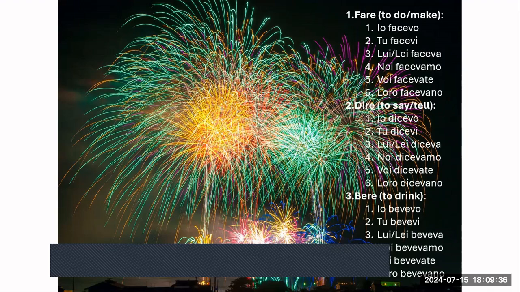Okay, pretty straightforward. I have put these fireworks because the good news is that these verbs are the only irregulars, and that would be fare, dire, and bere. And why they're irregular is because, of course, they're short verbs. So if you take away the are, the ire, or the ere, you're going to be left with just a consonant and your conjugation. So you can't have that for pronunciation purposes.